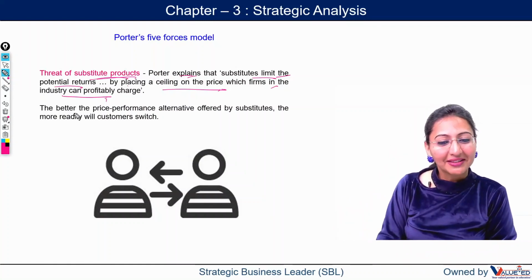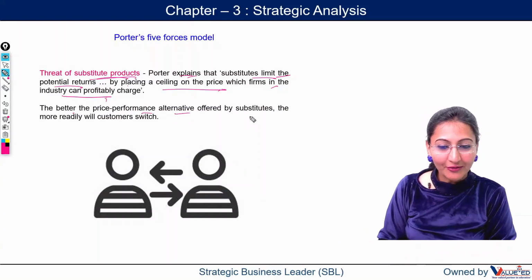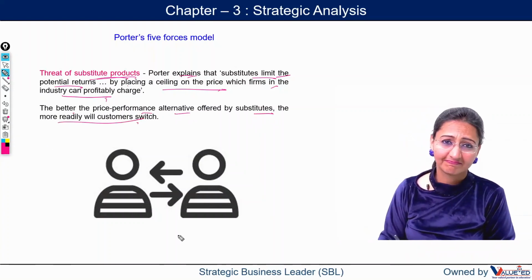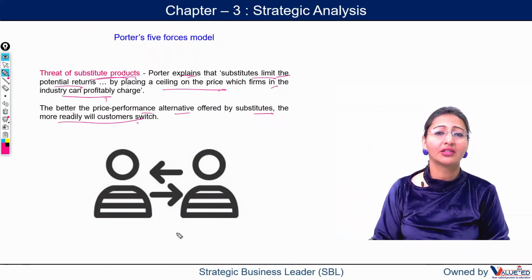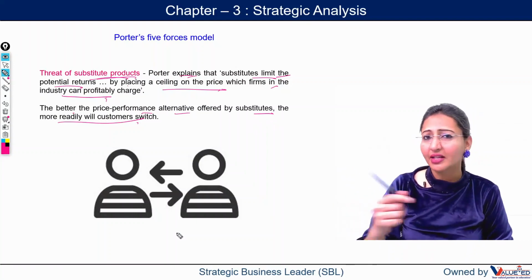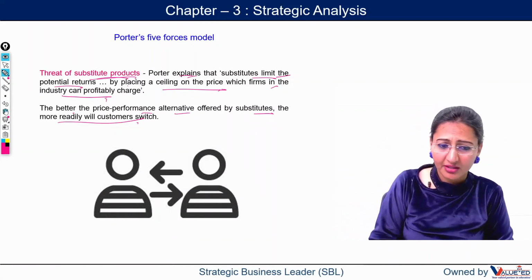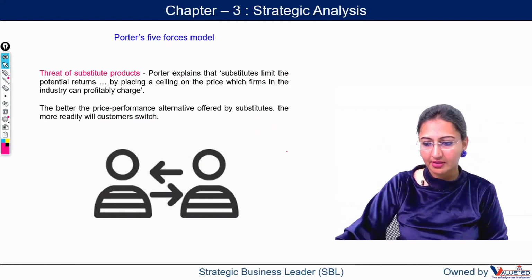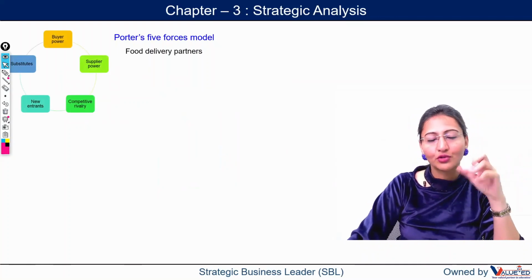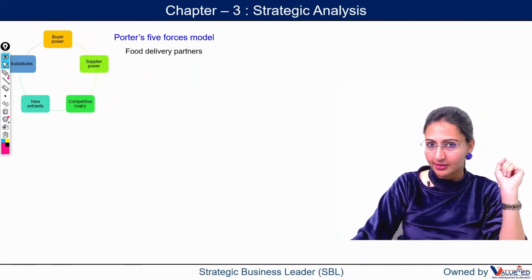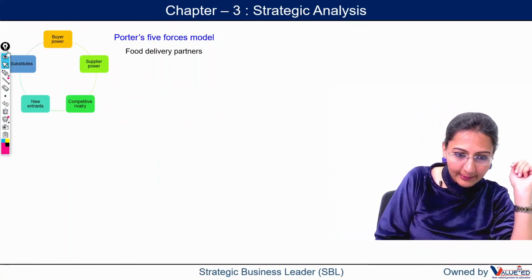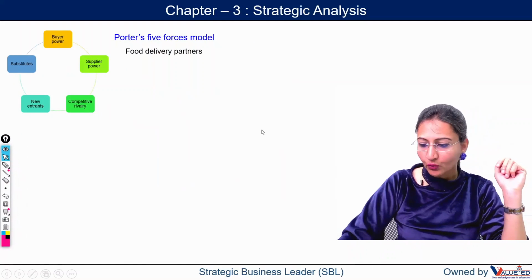The better the price-performance alternative offered by substitutes, the more readily the customer will shift. If an alternative is available against my product and the performance is also fine, the customer will immediately shift to that product. The substitute will take my place. That is a big threat. Now let's see Porter's five forces model with a food delivery partner study. Let's take it under practical grounds. I'll show you who these food delivery partners are.